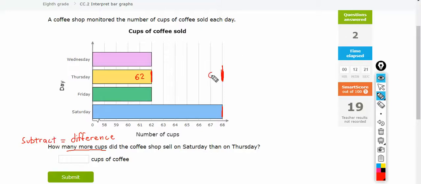So here they had 68. I want to know how much is the number between here and here. I said subtract, so I would do 68 minus 62, and that gives me 6. I can see here 62, 63, 64, 65. So that's 1, 2, 3, 4, 5, 6 more cups on Saturday. So my answer would be 6.